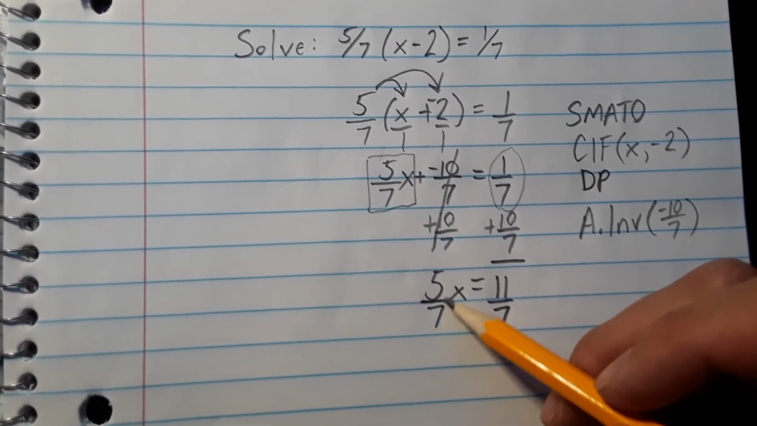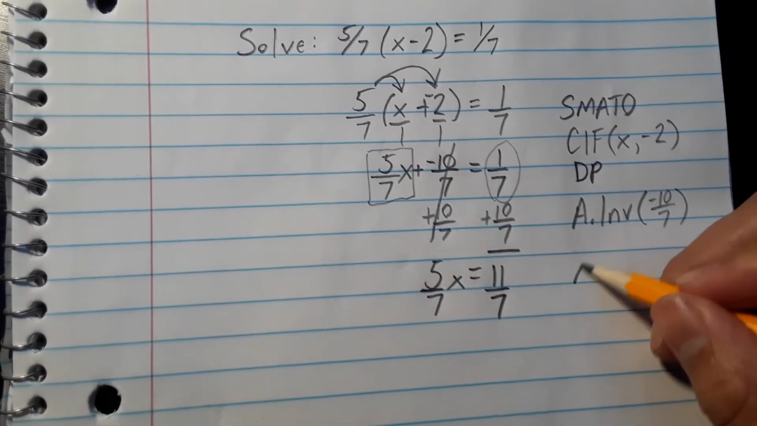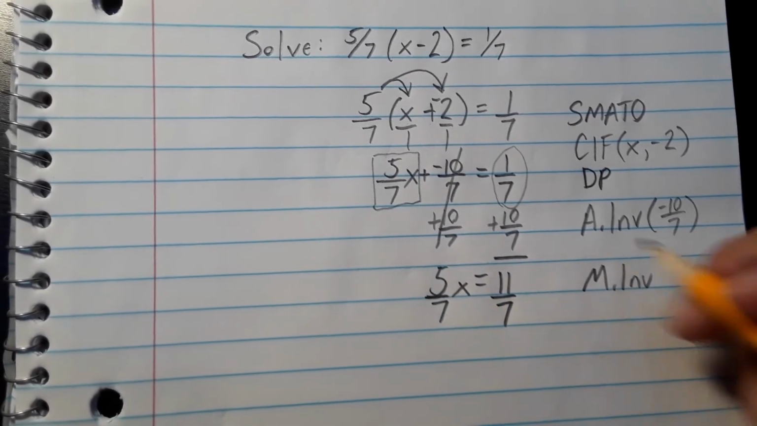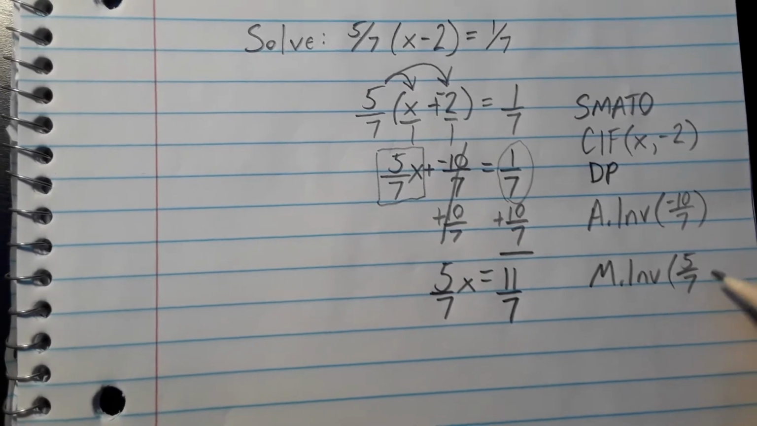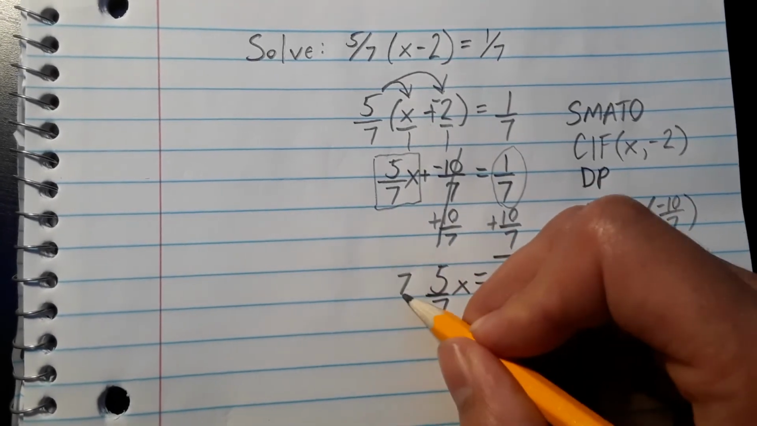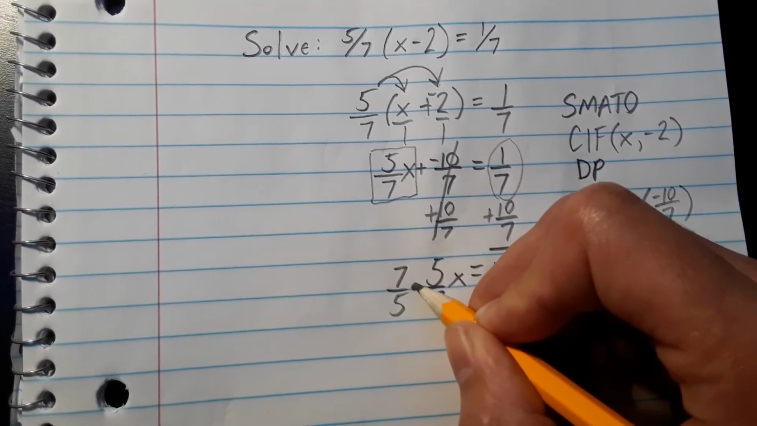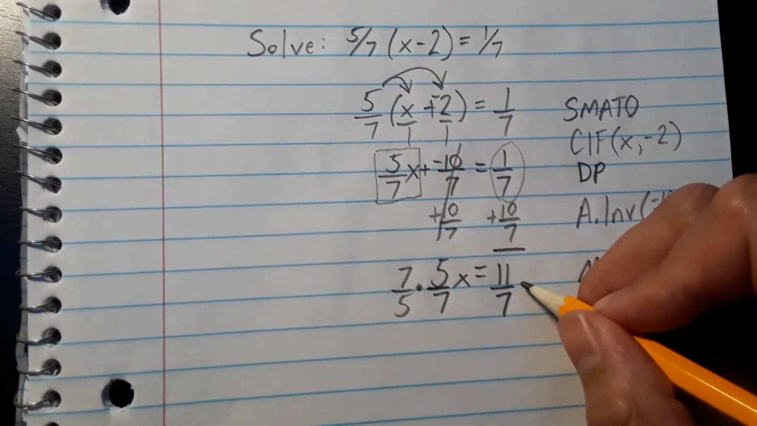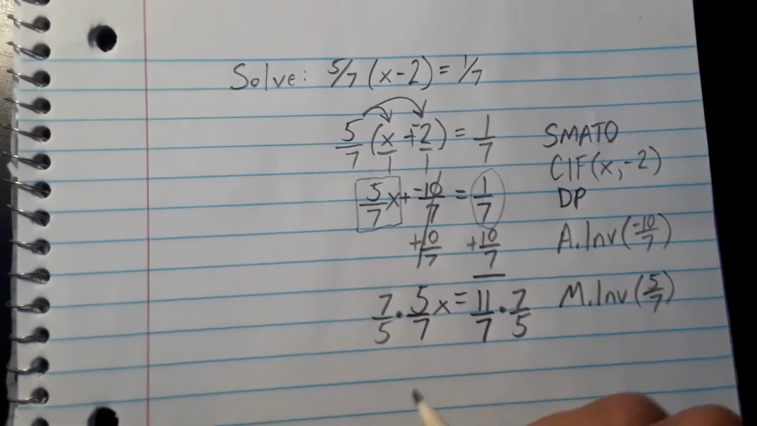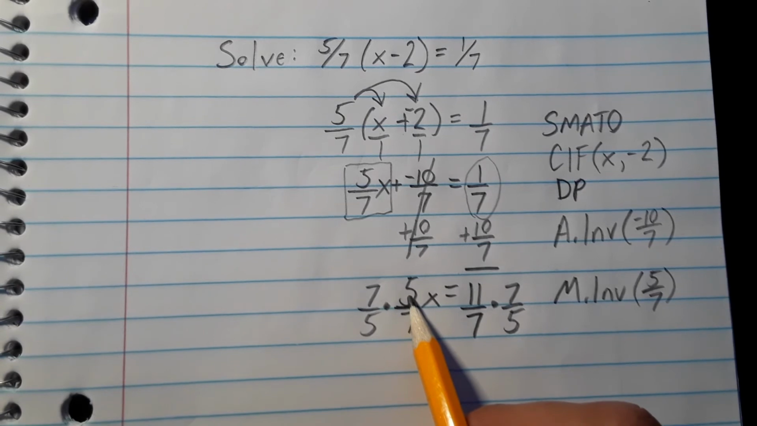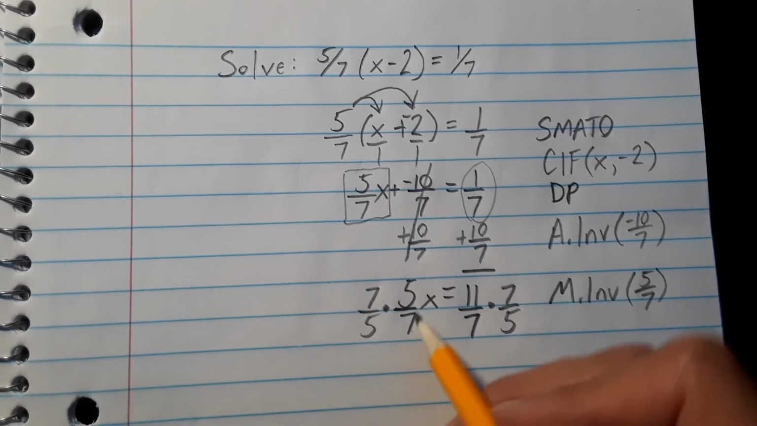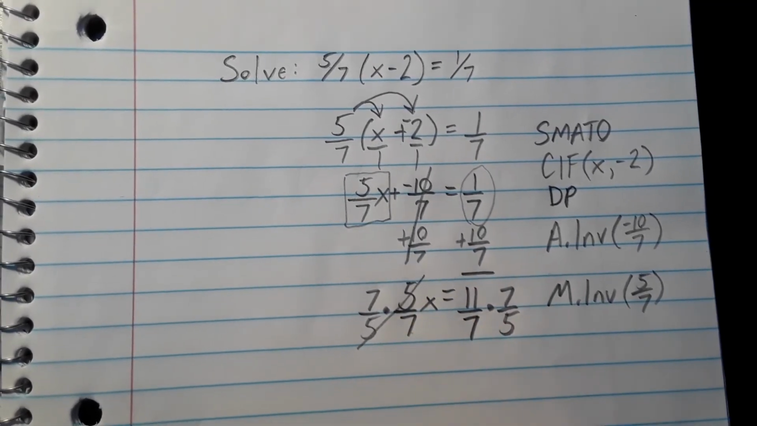And if we're trying to get rid of a coefficient that's a fraction, we use MINV, multiplicative inverse. And we're going to take the MINV of our coefficient, which is 5/7. The multiplicative inverse, or reciprocal, of 5/7 is 7/5. We've got to multiply that over there on the left and on the right-hand side of the equation. On the left, we get 7 times 5 is 35 over 5 times 7. That's also 35. 35/35 is just 1, so we can cancel this out.